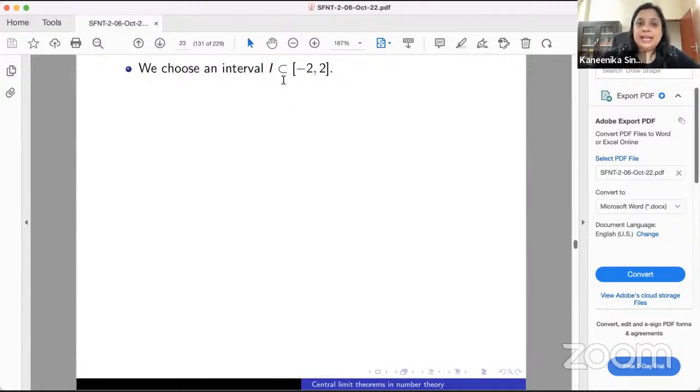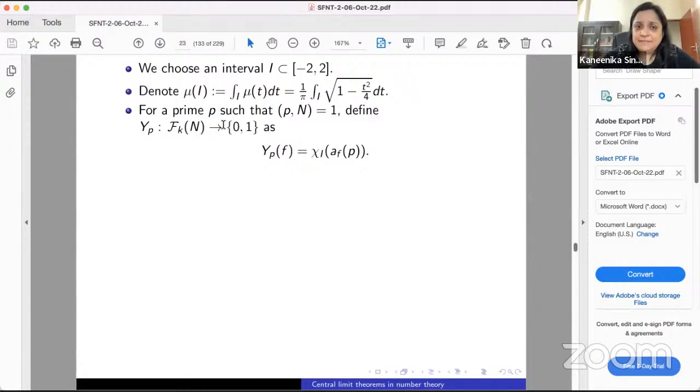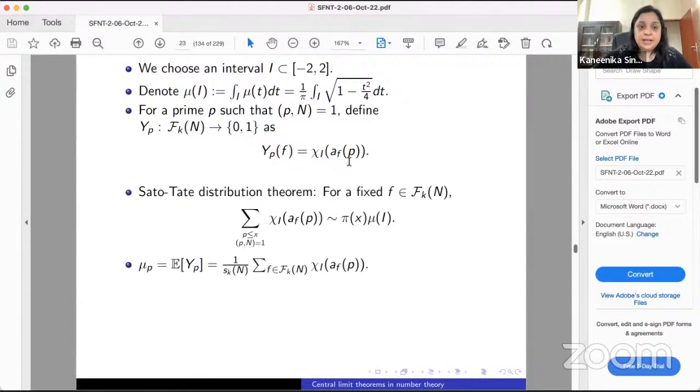So let us choose an interval I lying in minus 2 to 2. And let us denote mu of I to be the measure of this interval I. For a prime P, which is coprime to the level N, define the following random variable Y sub P, which takes the value 0 or 1. So Y sub P of f is equal to 0 if a sub f of P does not lie in the interval I, and it is 1 if a sub f of P lies in the interval.